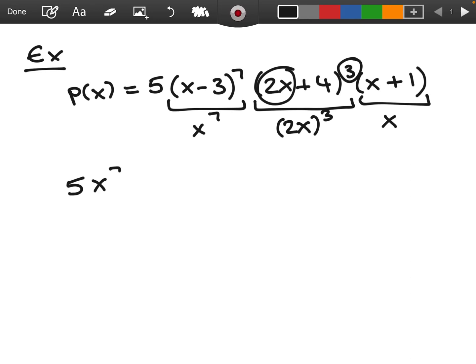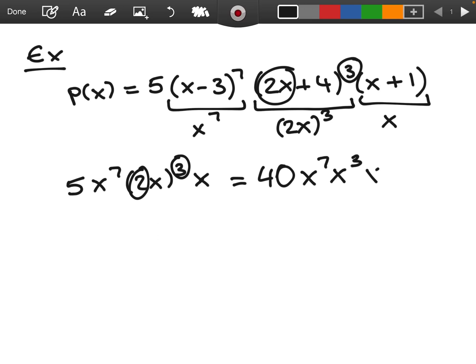So if I then multiply everything together, I've still got that 5 on the outside, and then I've got x to the 7, I've got 2x cubed, and I've got x. If I multiply all of that out, multiply it together, I'm going to get 2 cubed here will give me 8, and then 8 multiplied by 5 gives me 40. Then I've got x to the 7, x cubed times x. So my leading term here would be 40x to the 11 for my polynomial.